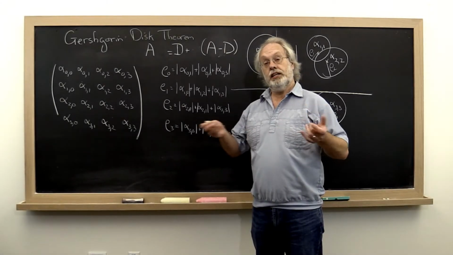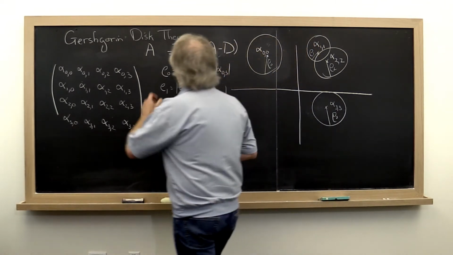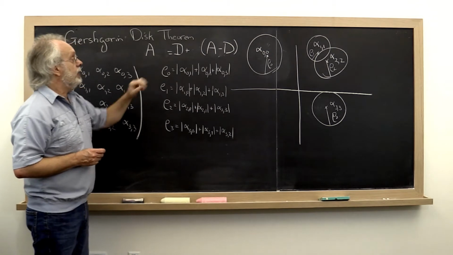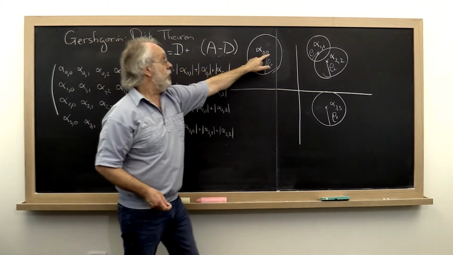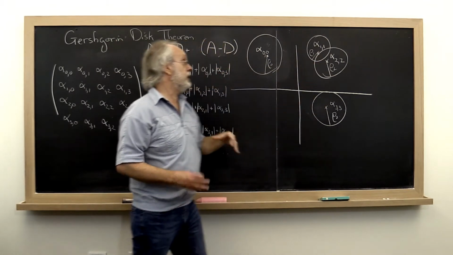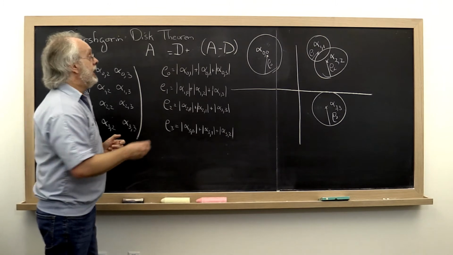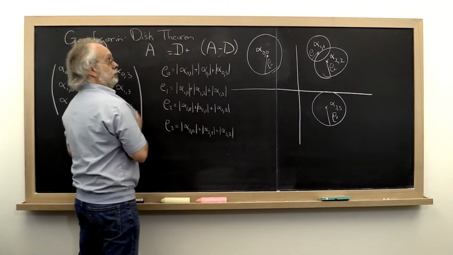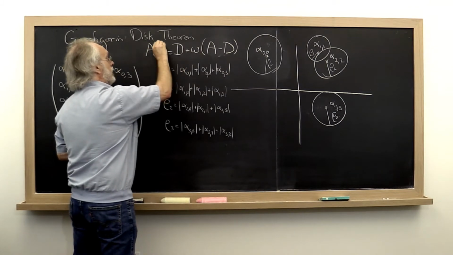Now, there's actually a stronger result, and it goes as follows. Let's take our matrix A, and let's view it as its diagonal, which is where these points in the complex plane where the disks are centered are, plus its off-diagonal part. And then let's parameterize this by introducing a parameter omega.